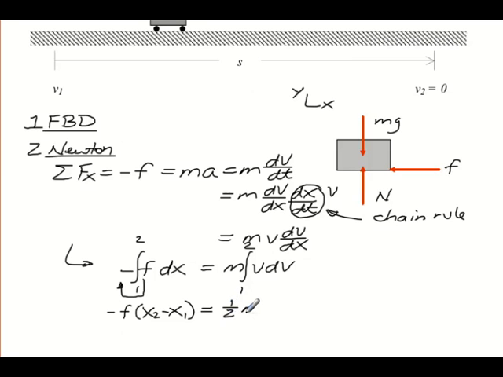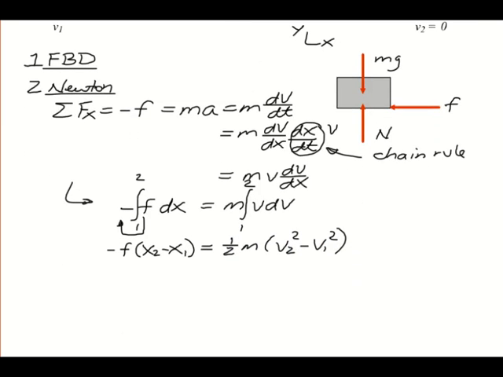So I have 1/2 m times v2 squared minus v1 squared. We're looking for the distance, the delta x, that it takes to bring the car to rest. v2 is 0. So from this I can solve for friction force. The friction force is going to be equal to m v1 squared divided by 2 delta x. Delta x being x2 minus x1, that's the distance.